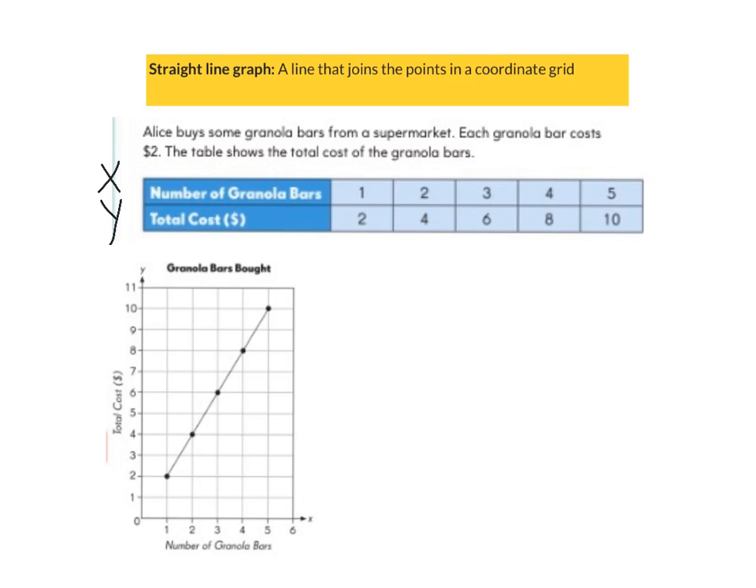The equation that the graph represents would be equal to y equals 2x, because every time we add another granola bar, the total cost doubles.